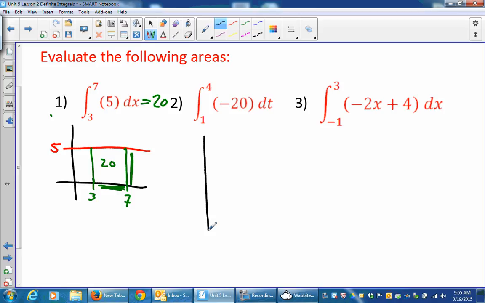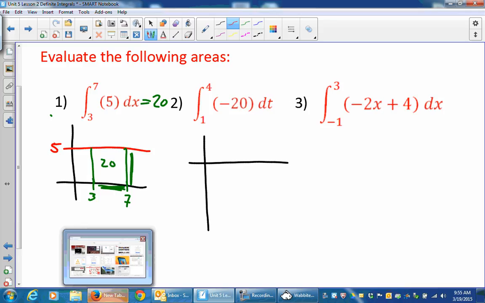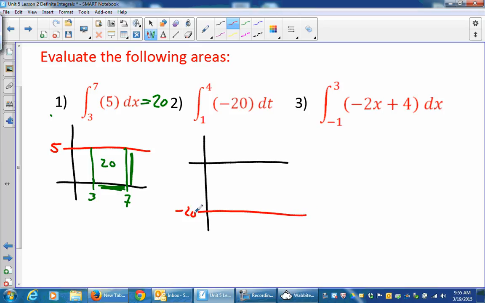Okay. Number 2, is everybody okay with number 2? What kind of line? Horizontal, at negative 20. I'm doing number 2, and you're going from 1 to 4. So this distance is 3, and height is 20. So it's 60.